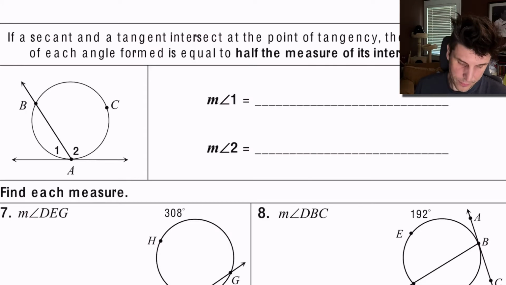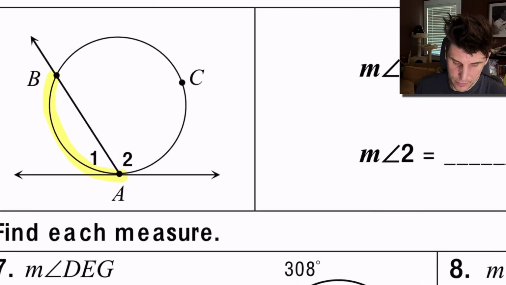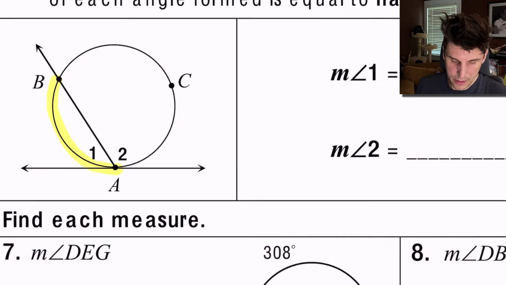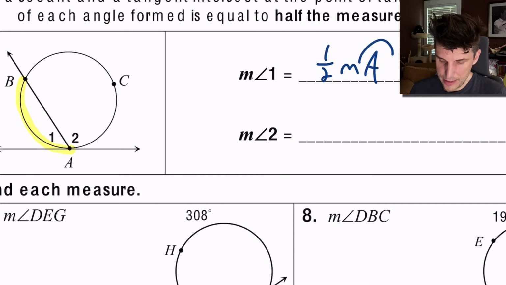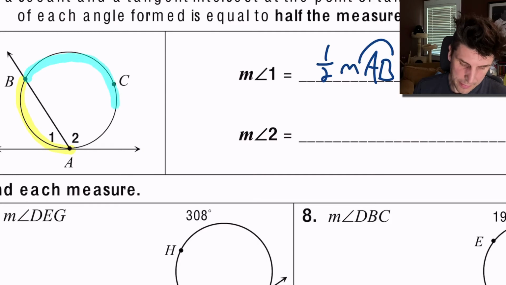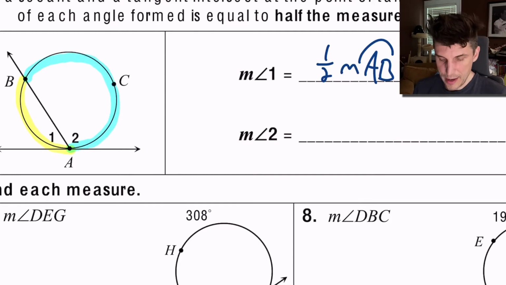So for example, arc AB, I'll highlight here in yellow, arc AB is going to be double angle 1. So you'd say angle 1 is equal to 1/2 of the measure of arc AB in this diagram. Again, they're just using those letters. Next, I will highlight the remaining portion of the circle, and that's going to be that blue arc.